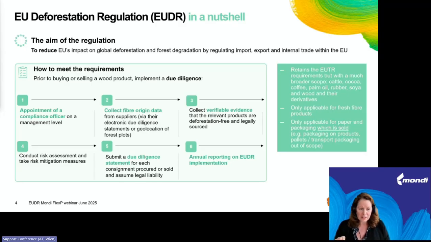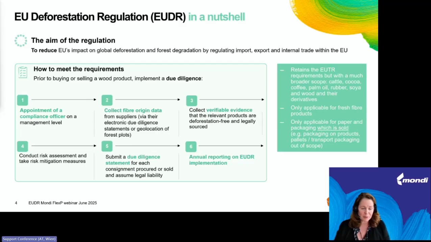In essence, what you see on the right-hand side, it retains all of the obligations that were already in place under the EU Timber Regulation, which went into effect already in 2013. But it has a much broader scope today. So it covers multiple commodities, not just wood-based products. So cattle, cocoa, coffee, palm oil, rubber, soya, and wood, and any derivatives of that are all in scope of EUDR now. However, it only applies to fresh fiber products.